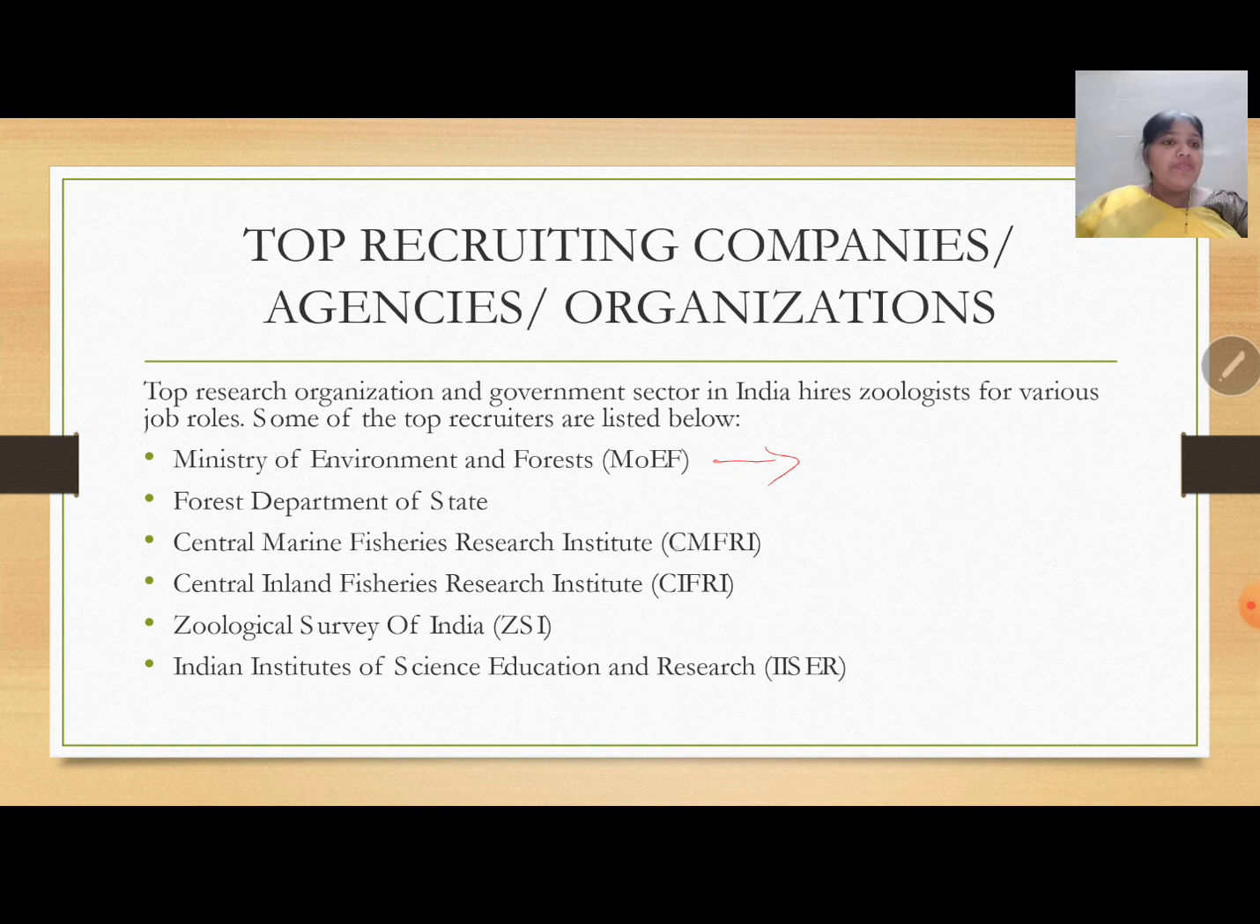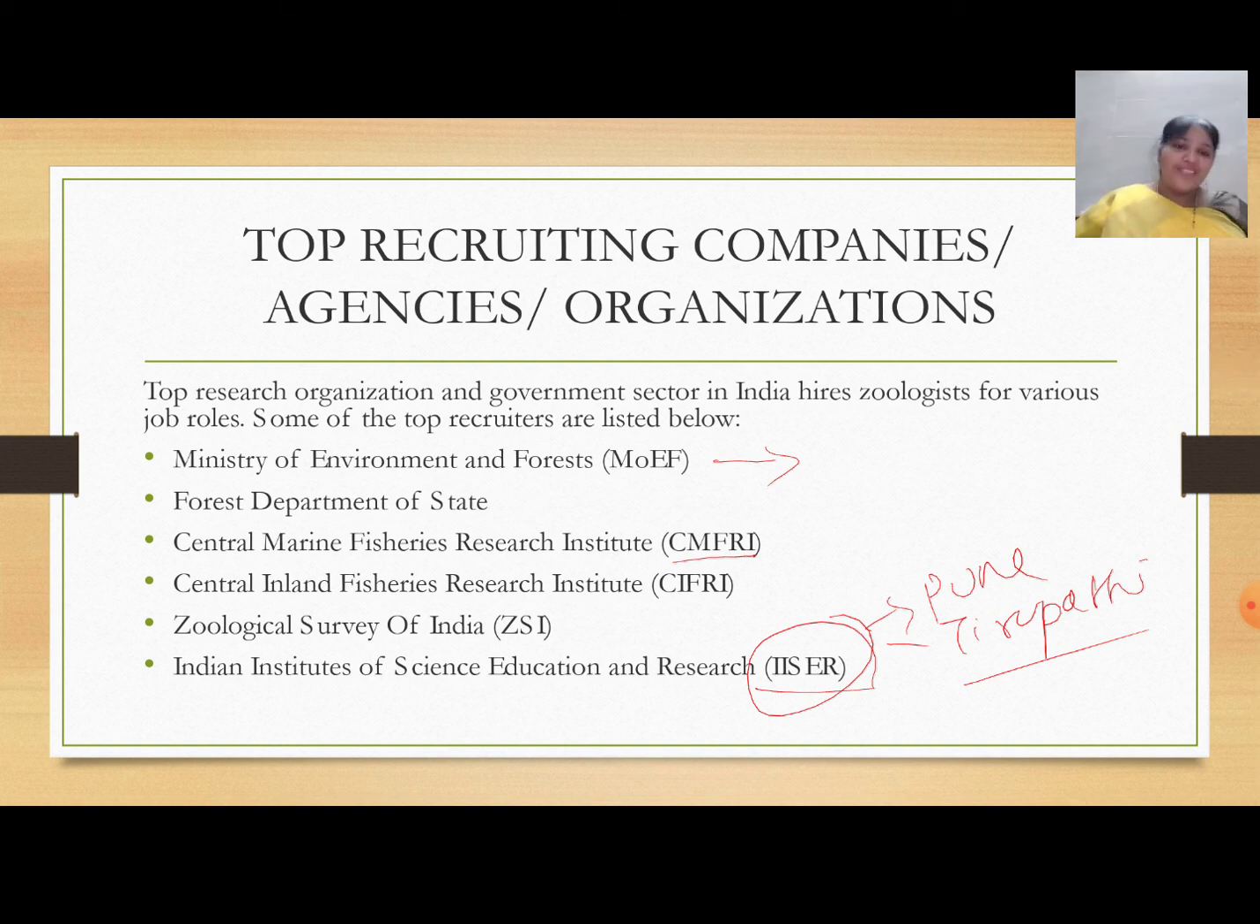Then you have CMFRI, Central Marine Fisheries Research Institute. Then Central Inland Fisheries Research Institute, CIFRI. Then you have Zoological Survey of India. You have Indian Institute of Science Education and Research, IISER. There are different places, you have one in Pune, you have one in Tirupati. At different places you have this IISER. This is like the IITs. The IITs are for technology, IISER is for basic sciences.